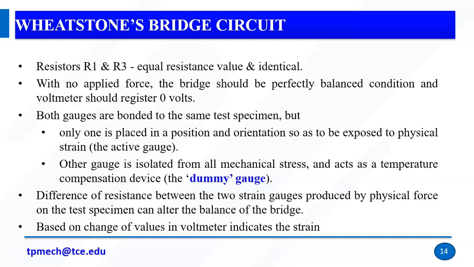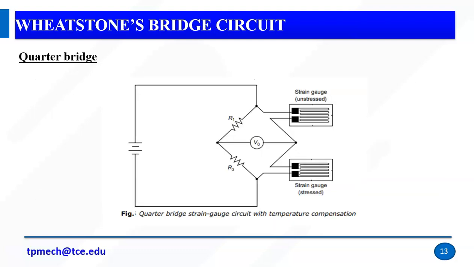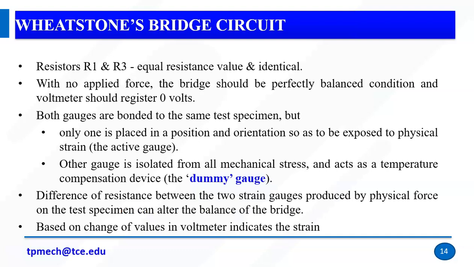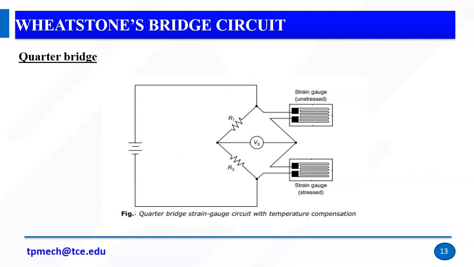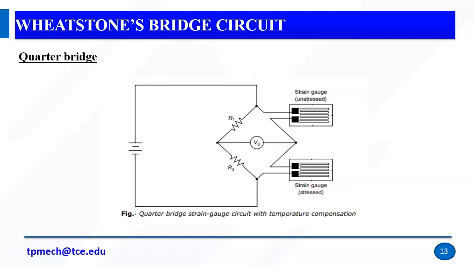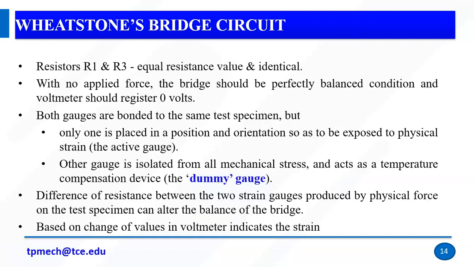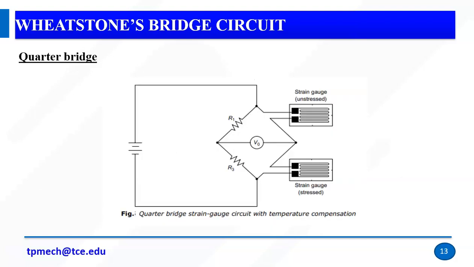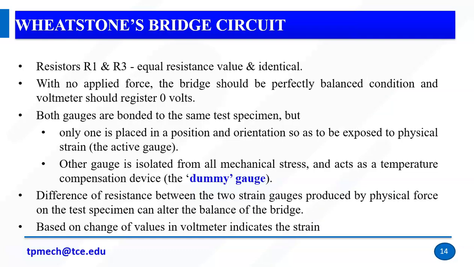If any force applied on the bridges, bridgesக்குள்ள எந்த ஃபோர்ஸும் அப்ளை பண்ணல அப்படின்னா எனக்கு ஆட்டோமேட்டிக்காக என்ன ஆகும் அப்படின்னா it will give the output voltage as 0. So ideal caseல பாத்தீங்க அப்படின்னா output voltage is 0. So R3 and R4, both the gauges பாத்தீங்க அப்படின்னா are bonded to the same test specimen. So ரெண்டு ஸ்பெசிமென் யூஸ் பண்ண போறேன், ரெண்டு ரெசிஸ்டன்ஸ் வந்து gauges யூஸ் பண்ண போறேன். ஒன்னு பாத்தீங்க அப்படின்னா is placed in the position and the orientation so as to be exposed to the physical strain.